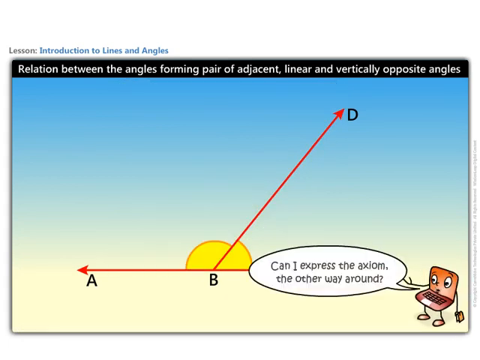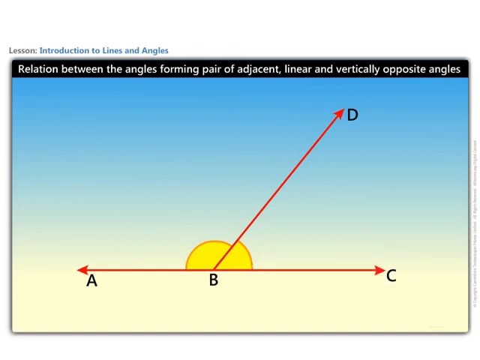Can I express the axiom the other way around? So, the converse of the axiom: if the sum of two adjacent angles is 180 degrees, then a ray stands on a line.